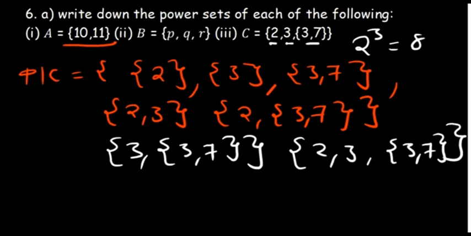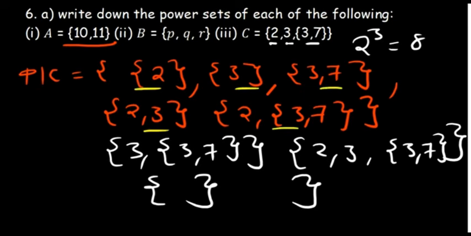Then an empty set. Are these already 8? 1, 2, 3, 4, 5, 6, 7, 8. So that is how you come up with a power set. A power set consists of just the subsets of a given set listed together in a single set.